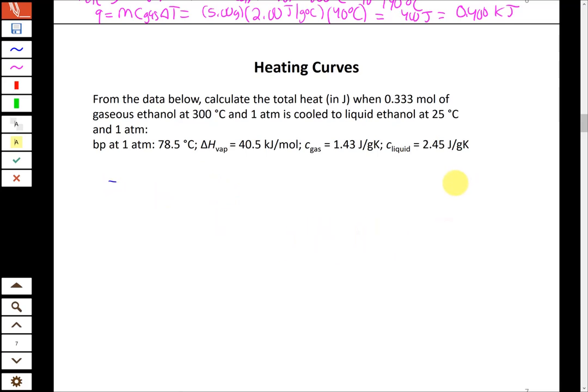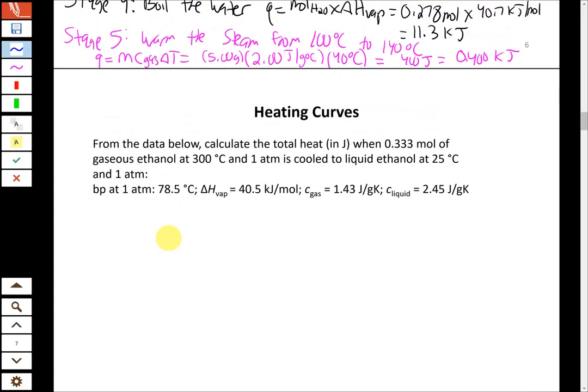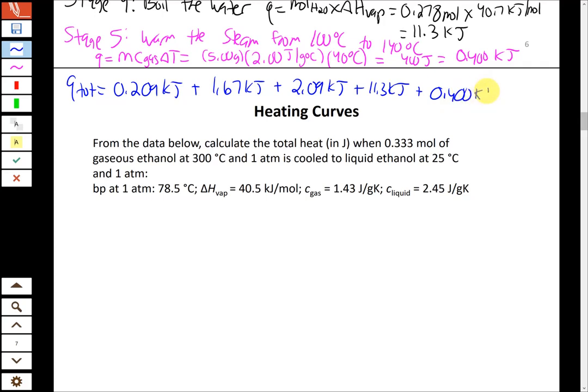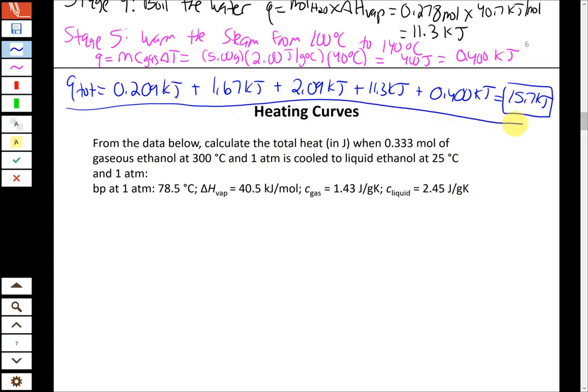All right, let me put it up here at the top. I meant to give myself more space. So anyway, the total heat is, again, just the sum of all of those. I should have room to do this one. This next problem here is not nearly as complicated. All right, 15.7 kilojoules, that's the answer to the one above. I'll draw a line below that so you know that that's the end of the previous problem.